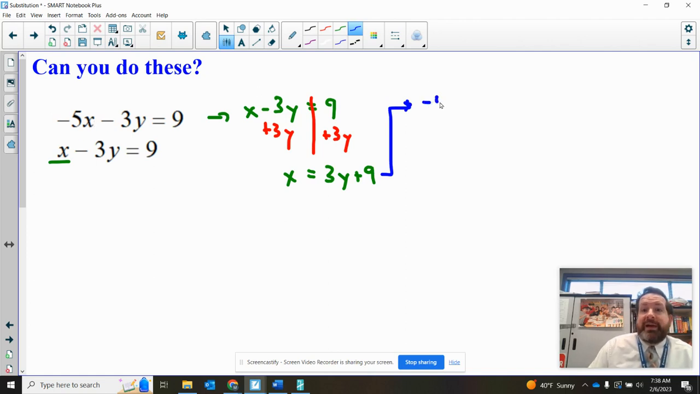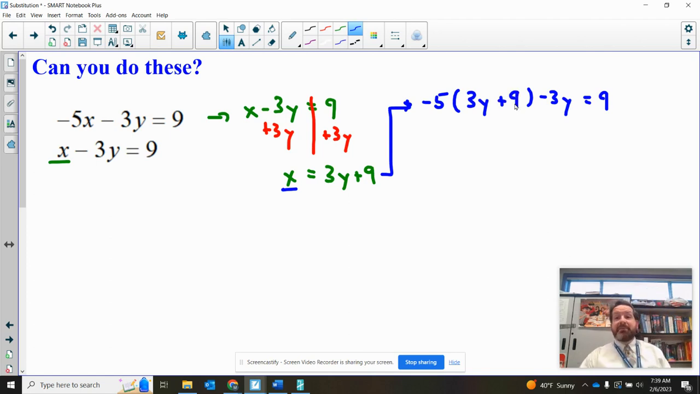And where you see the letter x, leave some parentheses. So negative 5x minus 3y equals 9. Replace the x with its equivalent expression, the 3y plus 9. Now everything just involves y's. We are good to go. Here's where I'd like you to pause. Try to do the next part on your own. Unpause when you're ready to check.